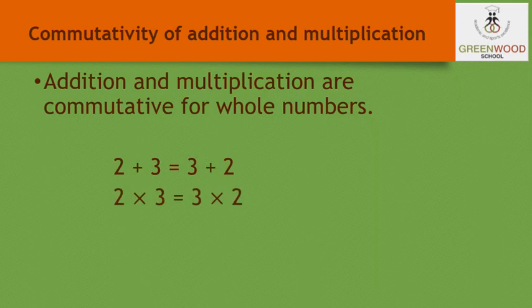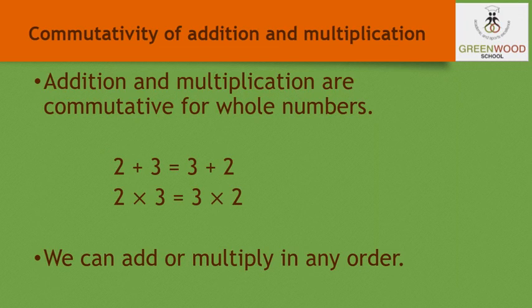And if I multiply the numbers 2 and 3, that is 2 into 3 or 3 into 2, that gives 6. That means if you add or multiply any two numbers in any order, you will get the same answer. So we can say that add or multiply can be in any order. That means commutativity of addition and multiplication for whole numbers are applicable.